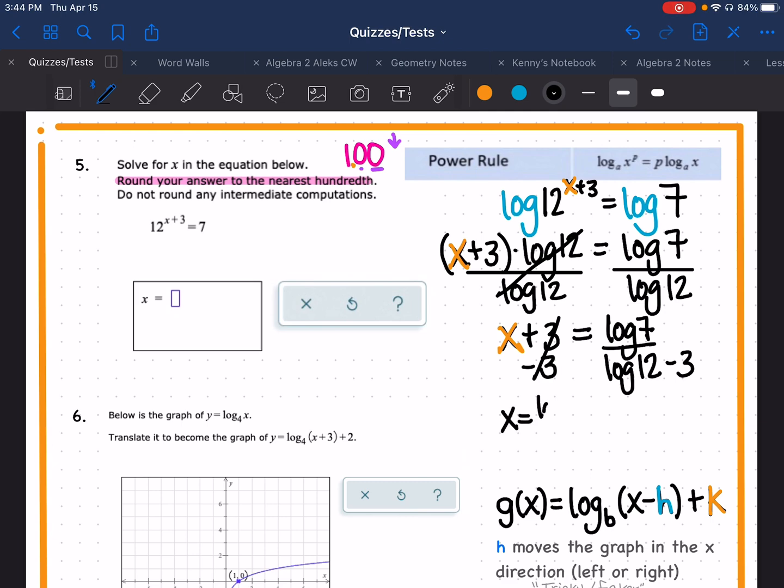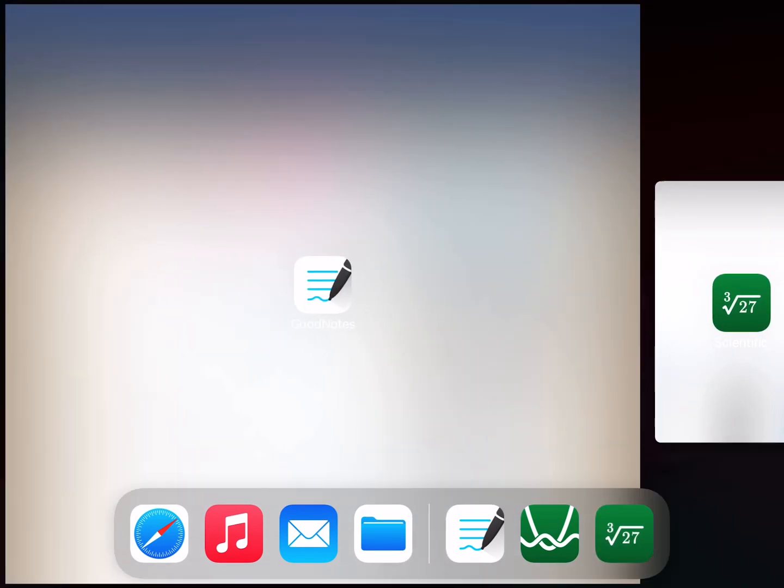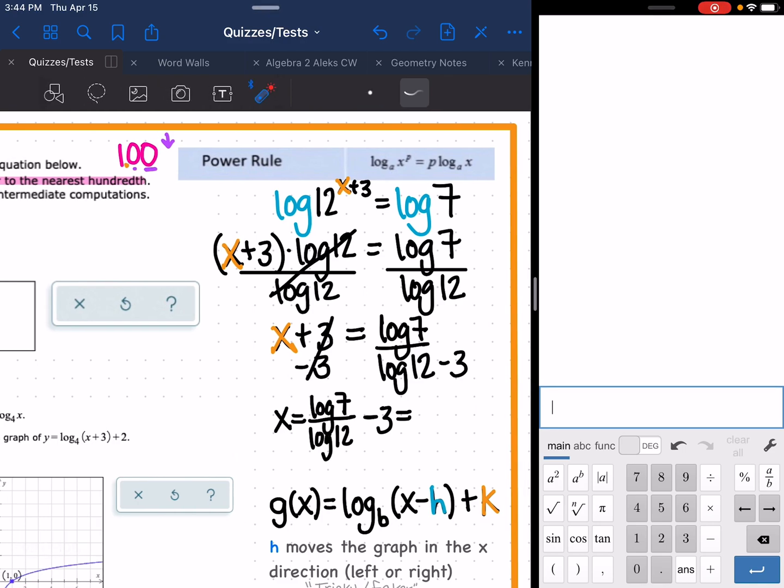And now I'm ready to go to my calculator and I'm going to put log 7 over log 12. And then I'm going to subtract 3 from that. And I'm going to go ahead and round. I know I shouldn't, but I'm going to try one more time. I did it. Yay. All right, here we go. Oh, I'm so excited.